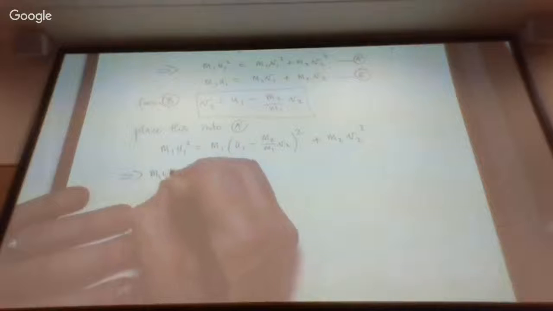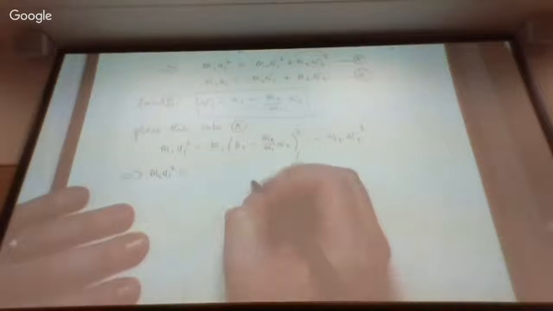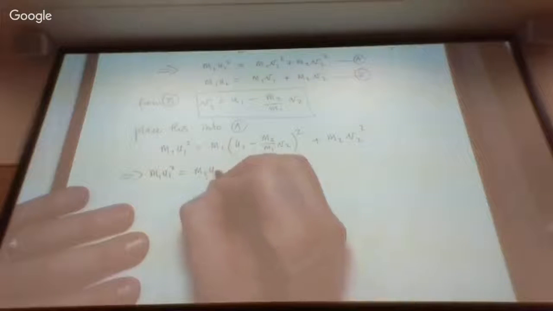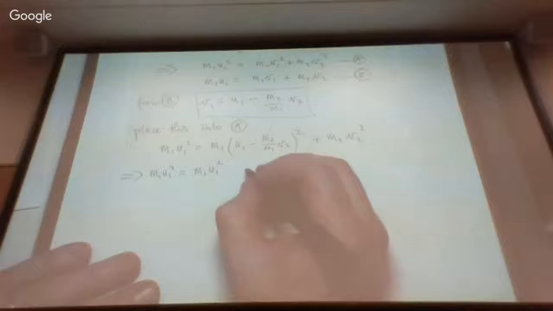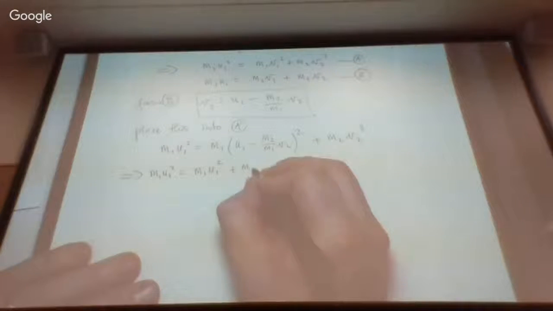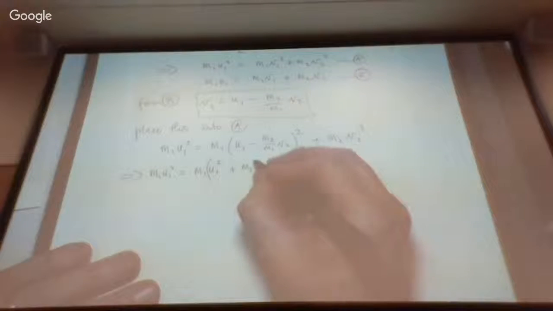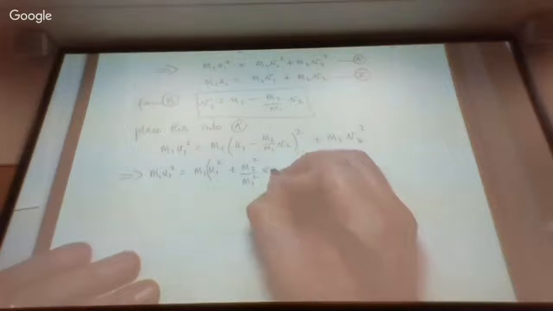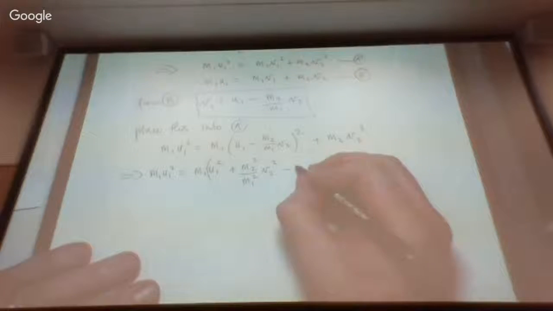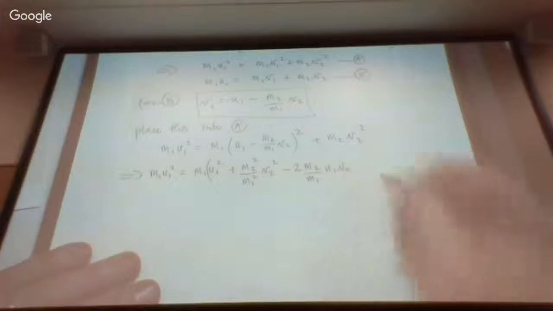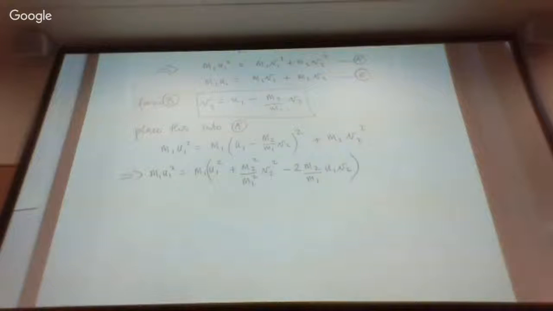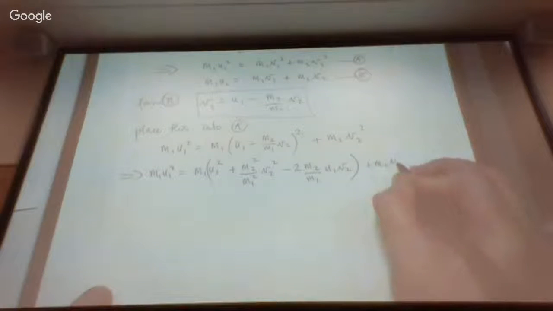Well, I'll just keep going with this. So I've got m1 u1 squared on the left, and let's square out this bracket here. So I'll have m1 u1 squared on the right. And then I'm going to get an m2. Let's leave the m1 outside the bracket. So we've got m2 squared over m1 squared v2 squared. And then the cross product term minus 2 m2 over m1 u1 v2. That's what I get from squaring out the bracket. And then I've still got my m2 v2 squared at the end.